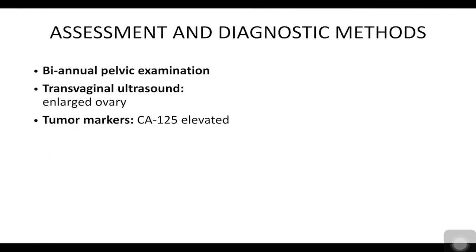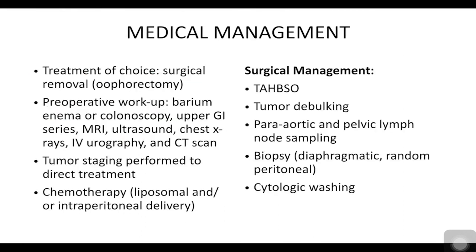So, how will you assess it? Biannual, so 2 times a year, do pelvic examination, TVU or transvaginal ultrasound, and tumor markers, the CA125 elevated. Okay. Okay, so we go to the management. Okay, so the surgical choice is oophorectomy. Okay, so the preoperative workup would be barium enema or colonoscopy to assess the GI, MRI, ultrasound, chest X-ray, IV urography, and CT scan. Okay, tumor staging can be performed as a direct treatment na rin lang.